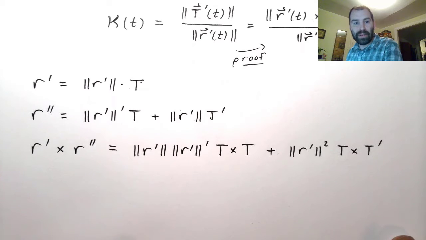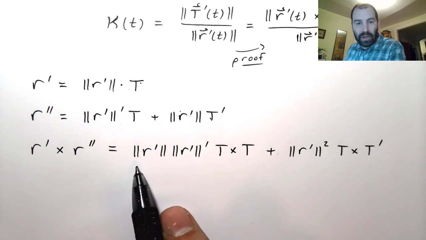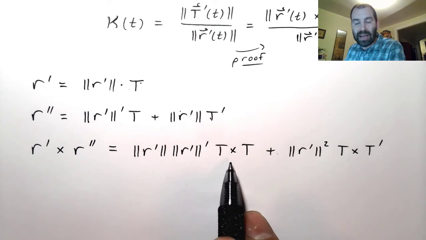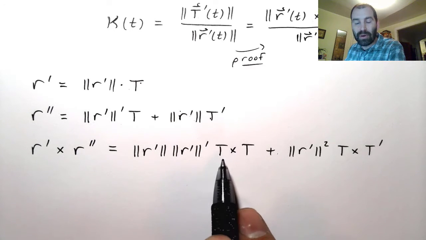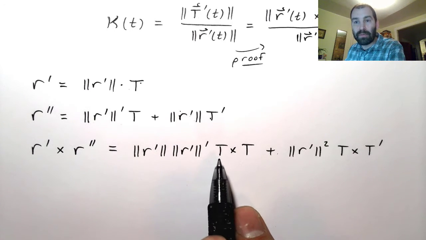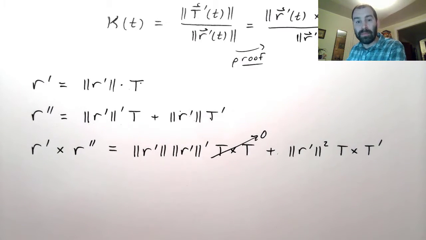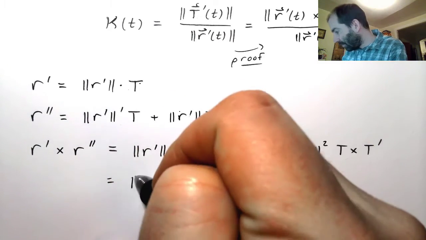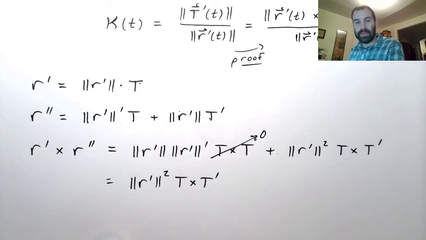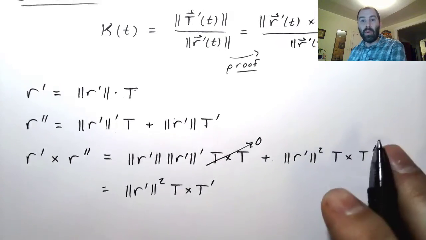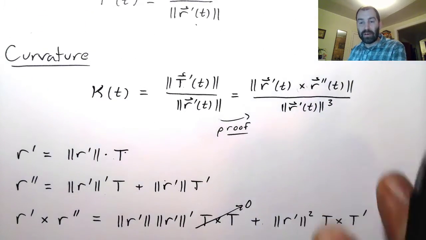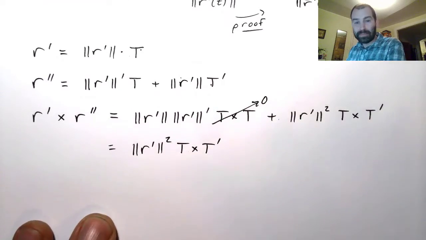All right, what do we have here? If you look at this first term, it looks kind of messy, but then it's t cross t. If you take a cross product of a vector with itself, you get 0. So that's completely gone. That's great. So really, this whole thing just simplifies to this. Great. Now, we want to compute the magnitude of that cross product, so let's do that.